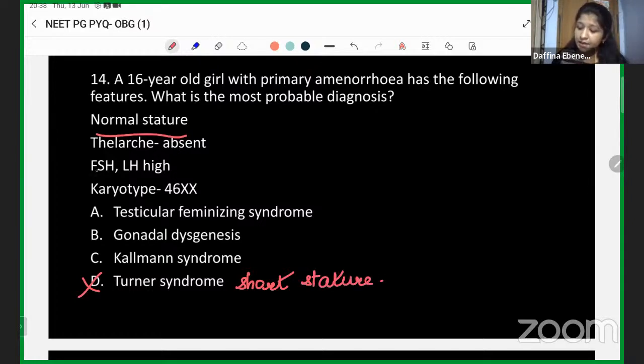Next, FSH and LH are high. What is Kallmann syndrome? Kallmann syndrome is hypogonadotrophism.